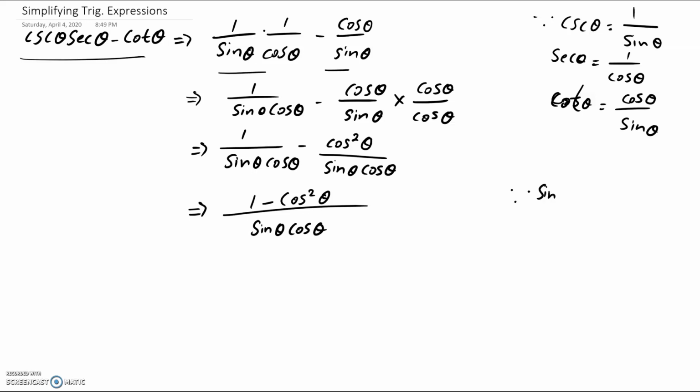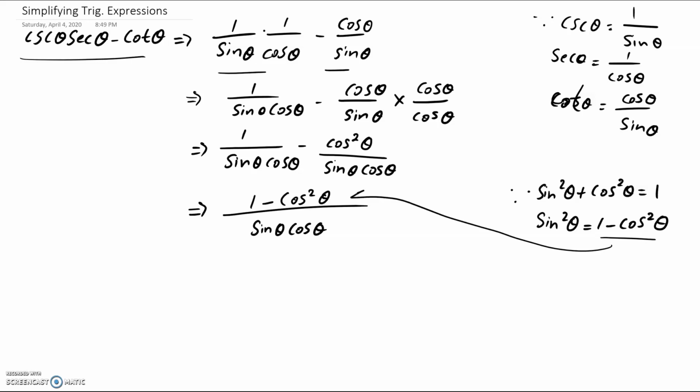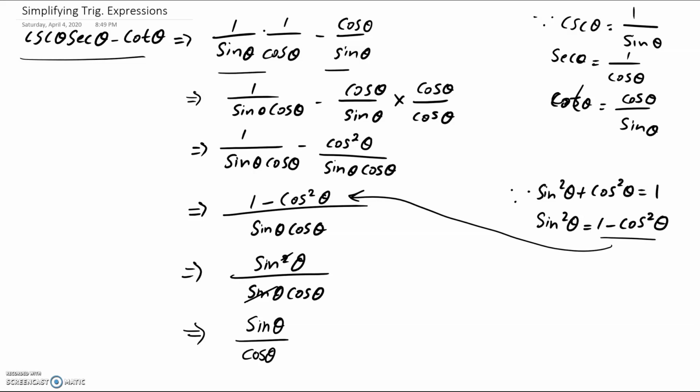Whenever you have a squared form, most likely you are going to use the Pythagorean identity. We know that sine squared theta plus cos squared theta is equal to 1, correct? If I rearrange this identity, sine squared theta is equal to 1 minus cos squared theta. Now I use this value here, and it becomes sine squared theta over sine theta cos theta. Clear? Now one sine theta cancels out with the squared, and you are left with sine theta over cos theta, which equals tan theta.